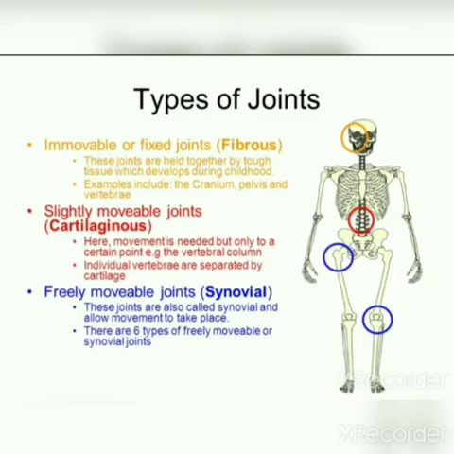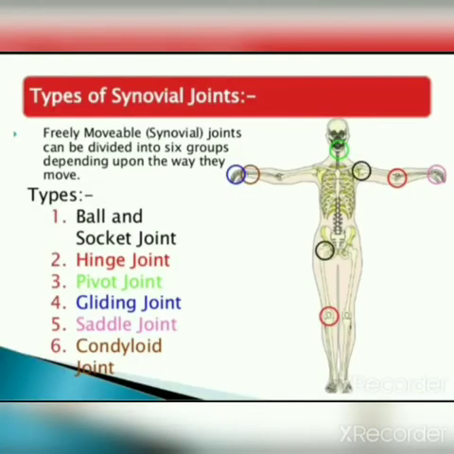And the third one is freely movable joints. These are also known as synovial joints, and they allow movement to take place. There are 6 types of freely movable or synovial joints. So these are the types of synovial joints. Freely movable synovial joints can be divided into 6 groups depending upon the way they move.